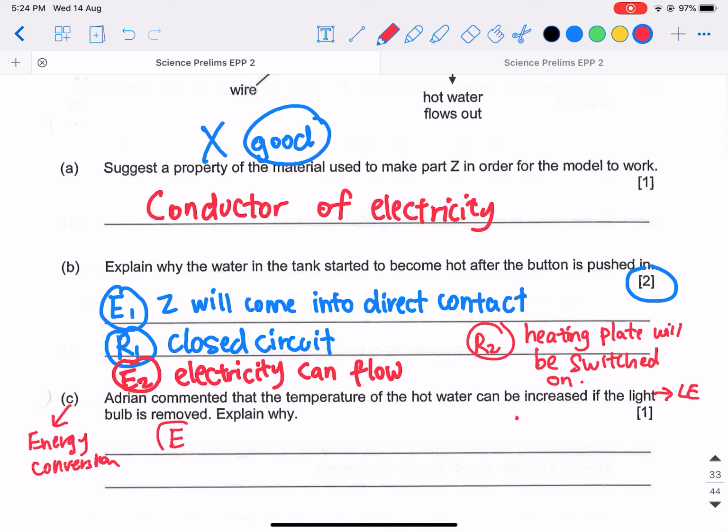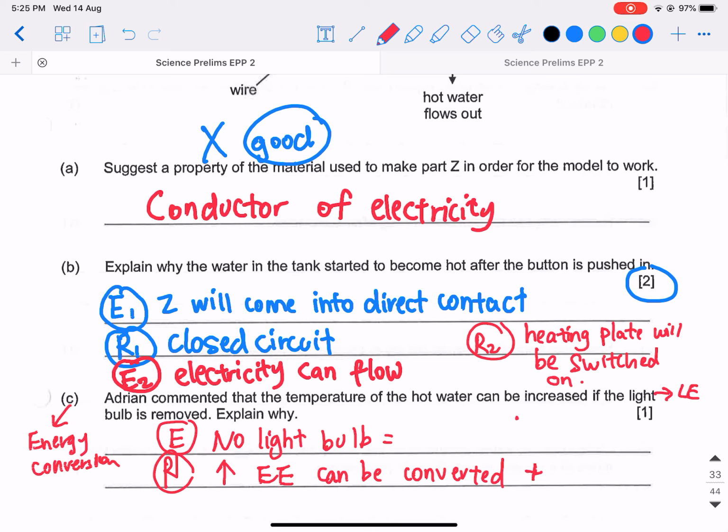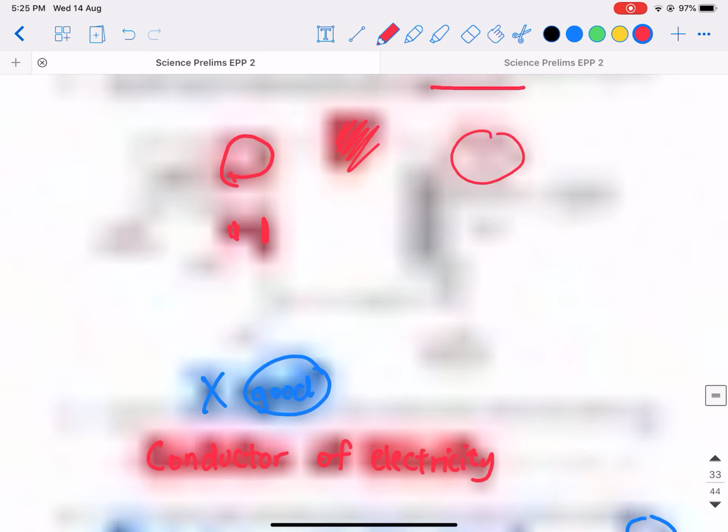If I put it in words, evidence will be, since there's no light bulb, because the question already says there's no light bulb, right? When you have no light bulb, what happens? More of the electrical energy can be converted, because now all the electrical energy are no longer converted to light energy. Okay, now it can be converted into other forms. More electrical energy can be converted to heat energy. Alright, it's actually quite a straightforward question.